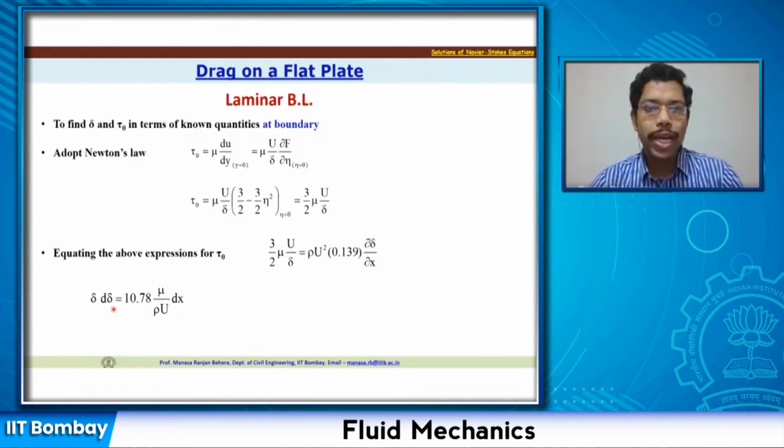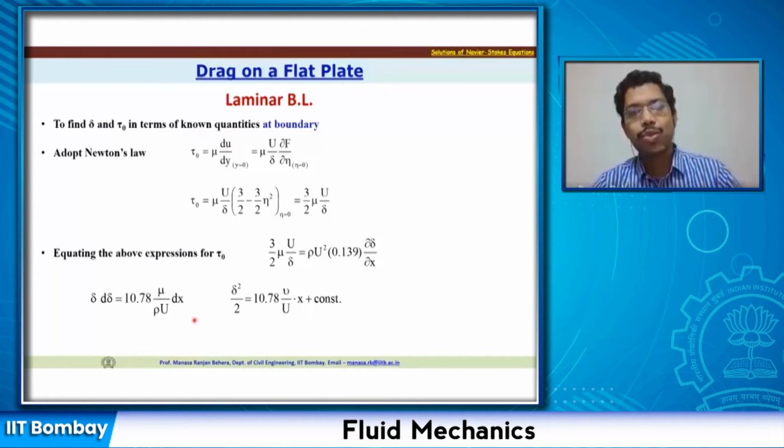delta d delta is equal to 10.78, which is a coefficient that has been derived from this, multiplied by mu by rho u dx. Okay, so this expression now is easy to solve. We can integrate and write down delta square by 2 is equal to 10.78 nu by u, mu by rho is nothing but your nu, by u multiplied by x plus a constant.